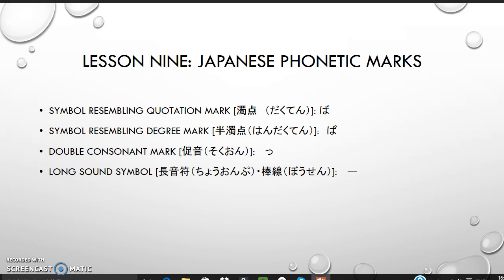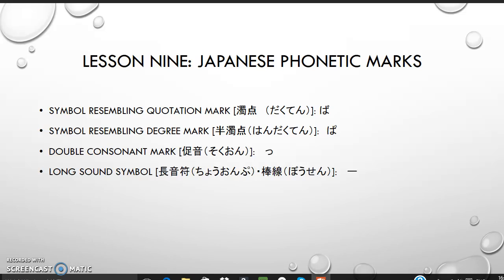The next one up here is the symbol resembling the degree mark. We use it a lot in English, I believe, with regards to measurements, like Fahrenheit, centigrade, and a few other areas. It takes a really small circular shape there. And this particular degree mark or phonetic mark is known as a handakuten. So it's like half of the first one that we talked about, which was the dakuten.